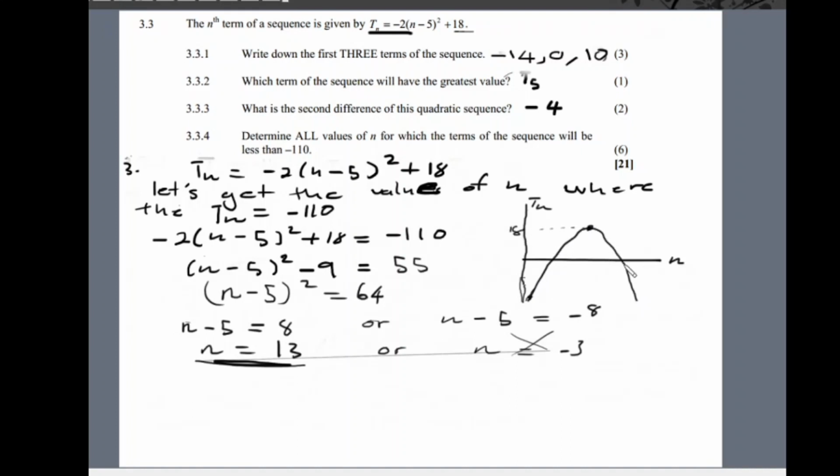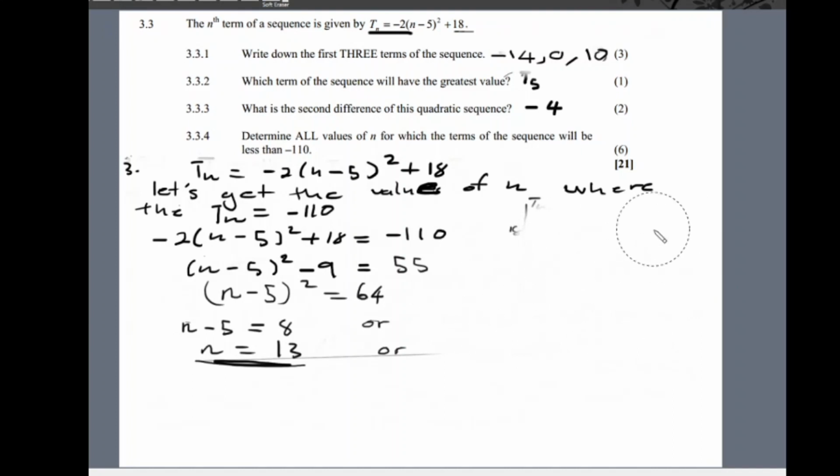So at some point here this function will be equal to, sorry, how do I explain this? Okay, and n minus 5 equals minus 8, so n equals, right?